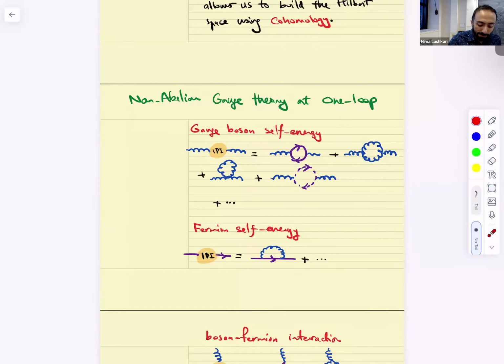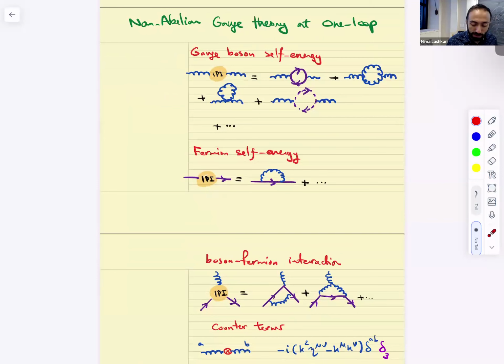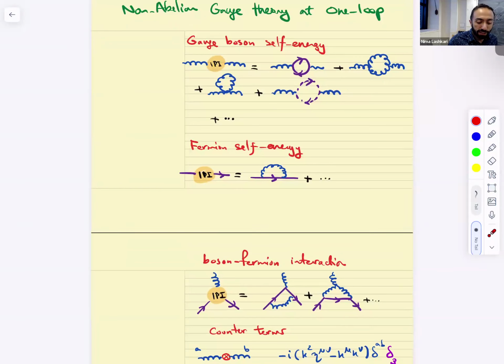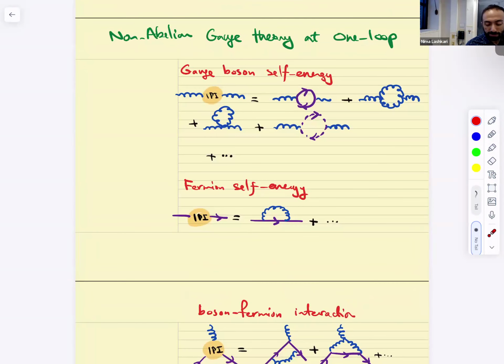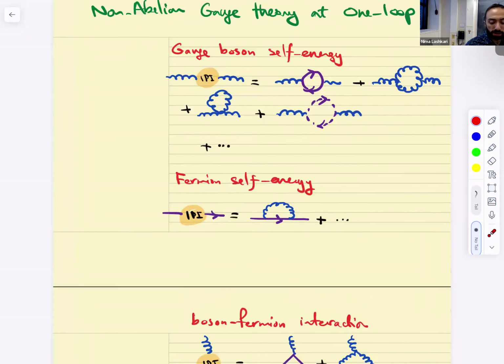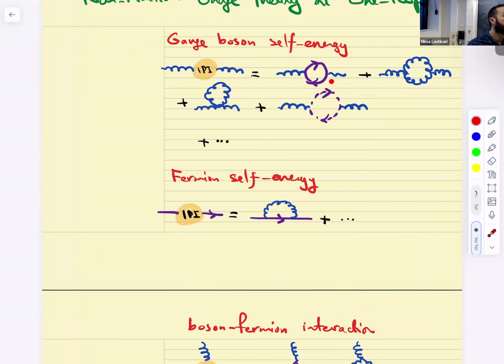What are the diagrams I'll have to calculate? I'll have to calculate the 1PI gauge boson self-energy, or I think I called this vacuum polarization before, for the case of QED. The fermion self-energy, the boson-fermion interaction vertex, right? So the gauge boson self-energy, the diagrams that contribute based on our Feynman diagrams, is a fermion loop. You've already done this integral. You just have to carry a bunch of generators, Lie algebra.